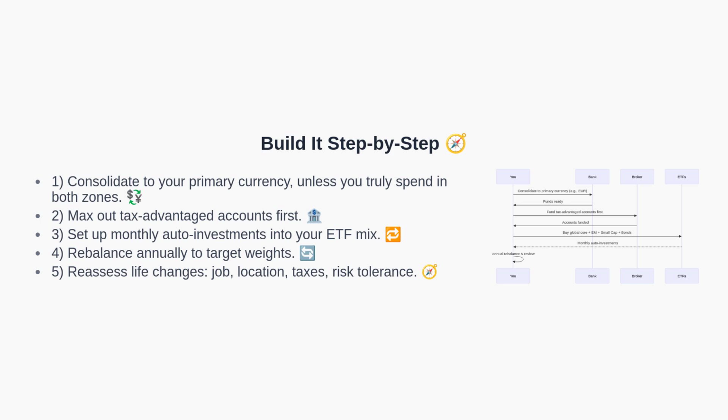Here are the practical steps. First, consolidate into your primary currency unless you genuinely need multi-currency for spending or retirement. Second, prioritize contributions to tax-advantaged accounts where available.